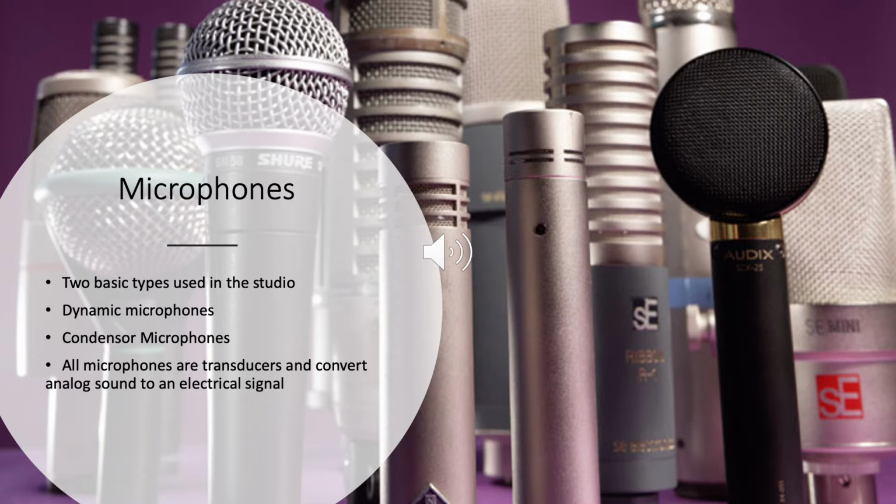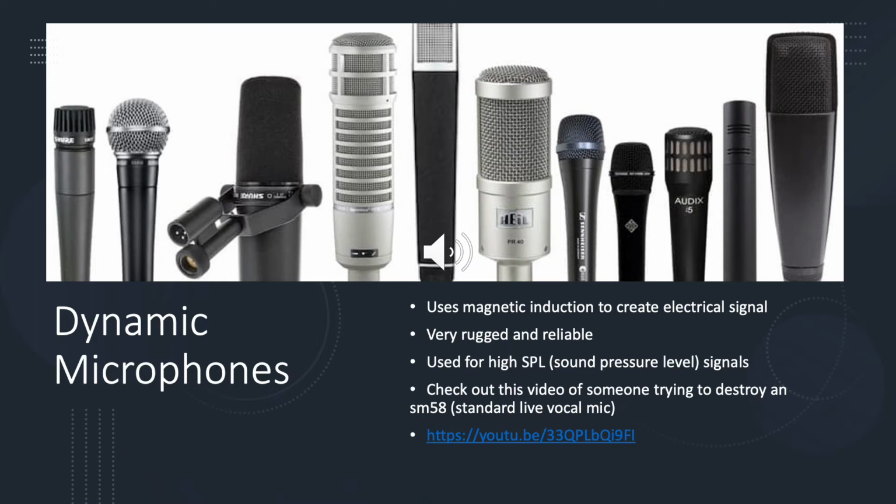As far as microphones, we went over two basic types, the dynamic microphone and the condenser microphone. And just to know, all microphones are considered transducers, which means they convert analog sound to electrical sound, and then that electrical sound goes to our interface, is converted to digital, and recorded on the computer. Dynamic microphones use magnetic induction. That's just a coil wrapped around a magnet, so when the magnet moves, when you speak or sing or whatever into the microphone, it transduces that analog signal to electrical.